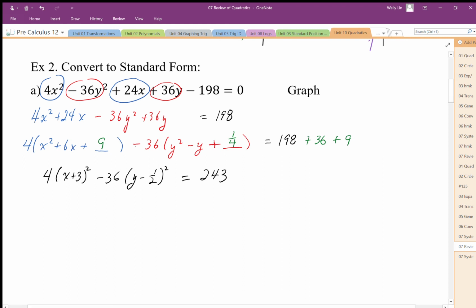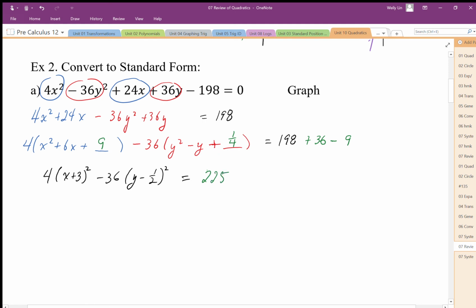Let's see here. Oh, I've done something wrong here. I just realized what I did wrong. That number looked a little awkward. I forgot that this is a negative 36 groups of 1/4, so that should be minus. So let's add this up again. This is going to be minus 27, or plus 27, so we're going to get 225 on that side.